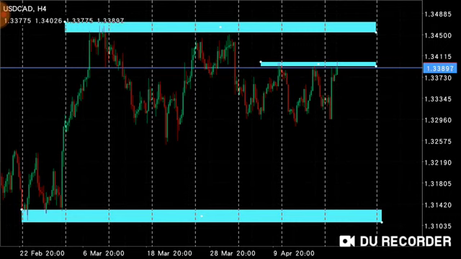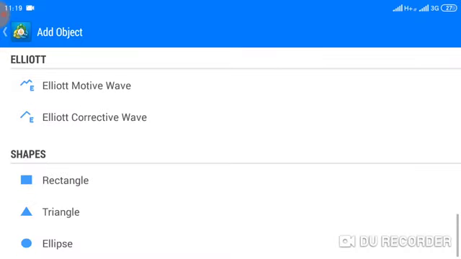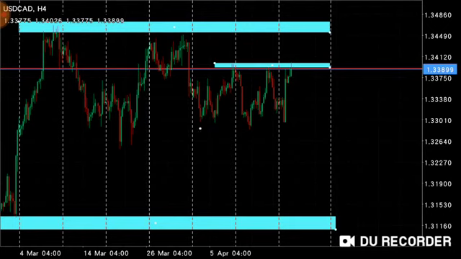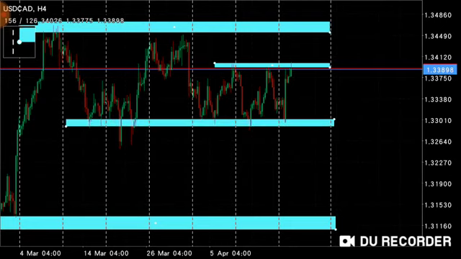Alafu nitaangalia turning point zingine huko ndani. So I will simply tutachora zone yangu nyingine hapa. Because this area has been facing a lot of price rejection. Pia na yenyewe nitaiwekea zone, a small zone right over there. Au naweza nikaivuta sababu this level has been tested mpaka huku nyuma.